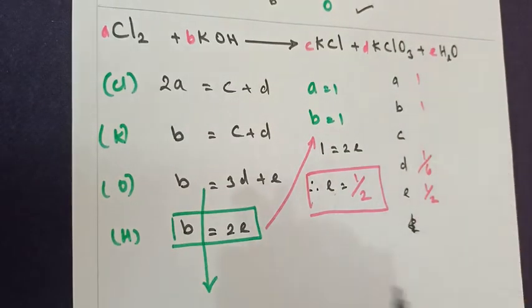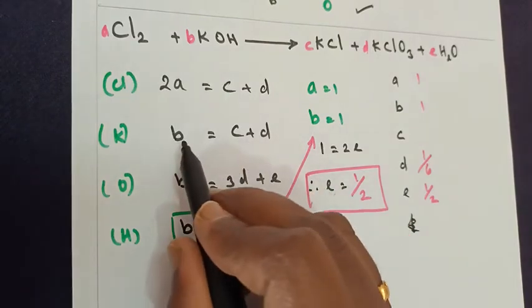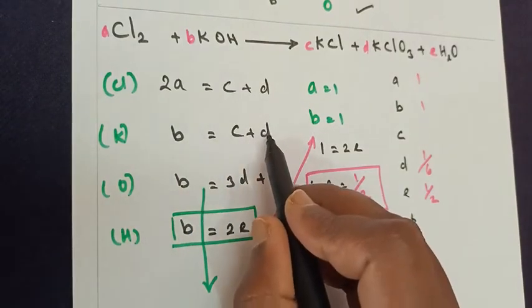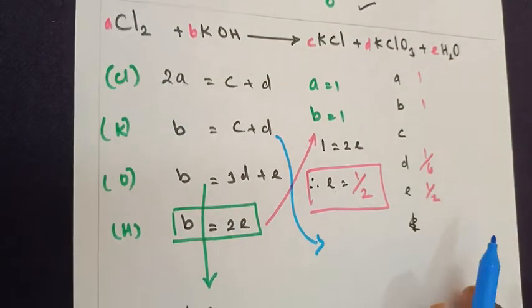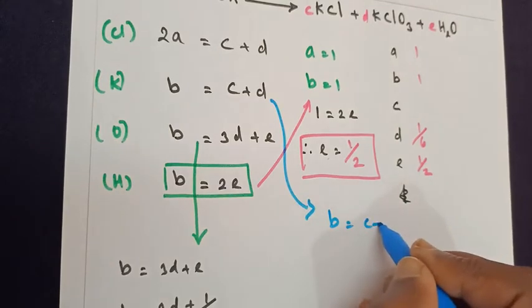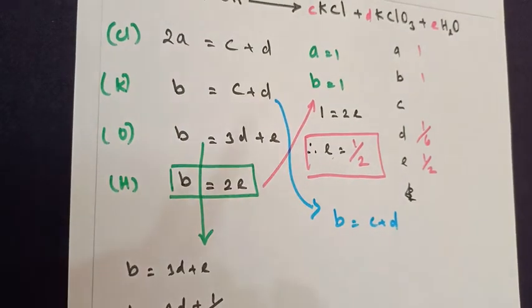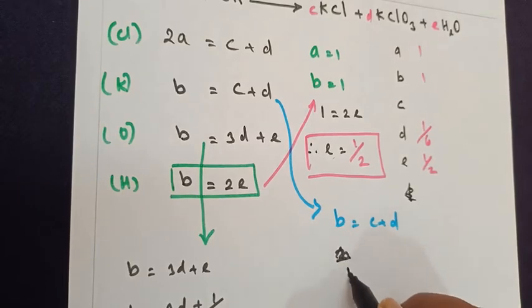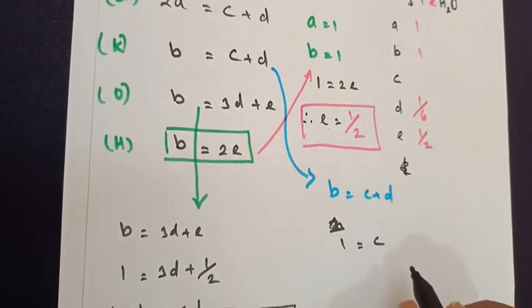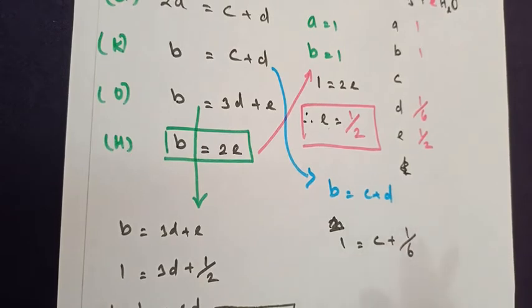Now, what's the value we have to calculate? The C value. If we consider this one, you know the value of B and you know the value of D, so C can be calculated. Let me consider this equation for the C value: B is equal to C plus D. B is equal to 1, C we do not know, and the D value is 1 by 6.